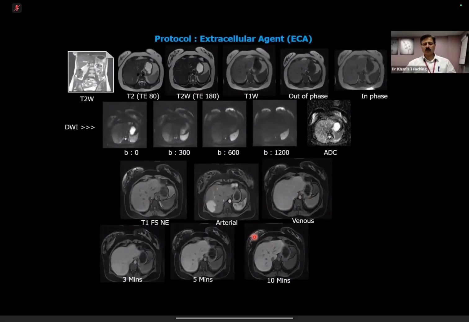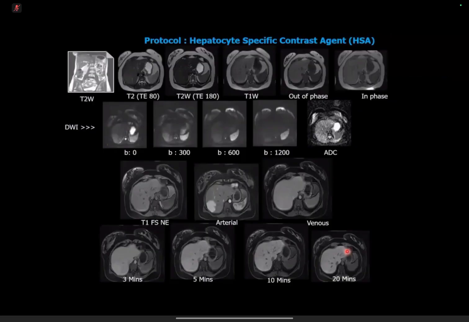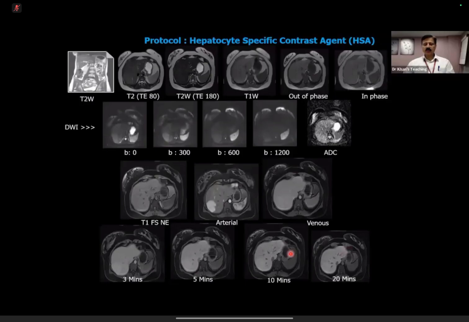So, but I don't want to go into those details. Now, this protocol versus the hepatocyte-specific contrast agent protocol, what is the difference? The only difference is we add a 20-minute phase. It is as simple as that. Everything plus 20 minutes. In these 10 minutes, the patient is on the table, and of course we can design to do some of these sequences in between. Otherwise, the patient does not leave the table, and we do our 20 minutes. So this is the protocol.